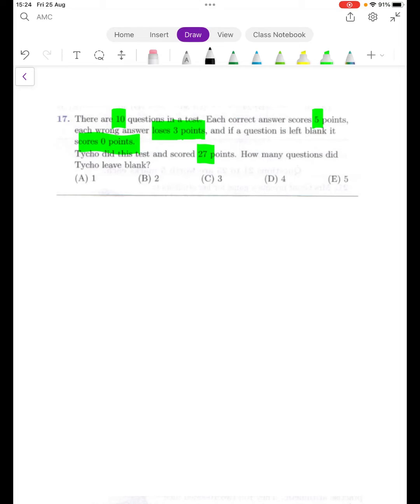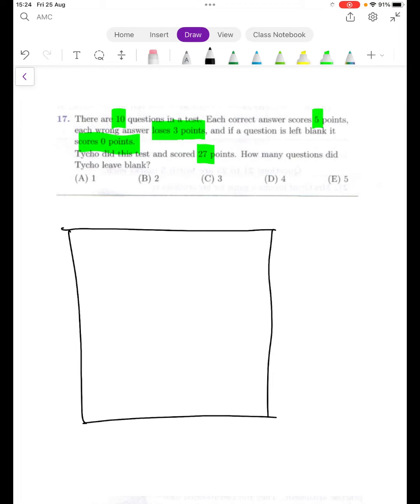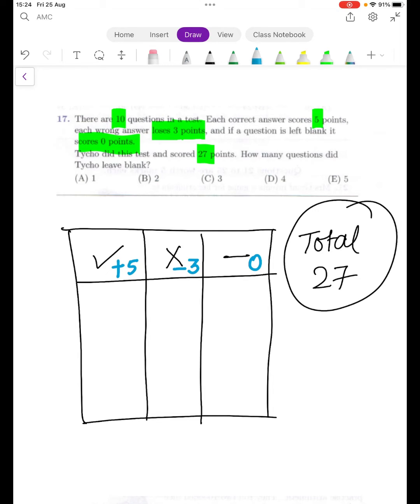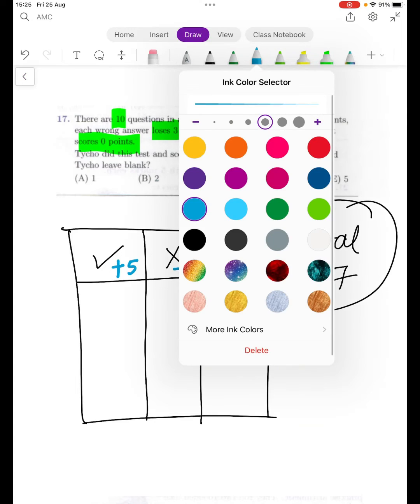Now we need to work out, there are 10 questions. How many questions did he get right? How many questions did he attempt wrong? And how many questions did he leave empty in order to get a score of 27? So these are the questions which are right, questions which are wrong, and questions which are left blank. The correct questions will get +5, any wrong question will get -3, and any question that is left blank will get 0. And we need a total of 27 points. All right, let's work that out.